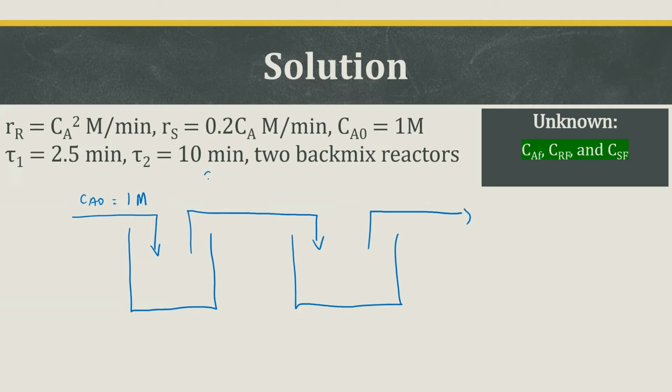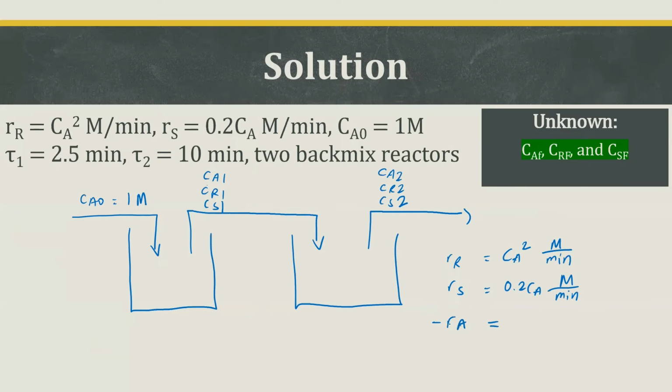So we proceed to the second stream. We have here CA1, CR1, and CS1, and finally CA2, CR2, and CS2. Okay, and we also know that the rate of R is equal to CA squared moles per liter per minute, and then the rate of S is 0.2 CA moles per liter per minute. And then remember the rate law: the rate of decomposition of A should be equal to the sum of these two.